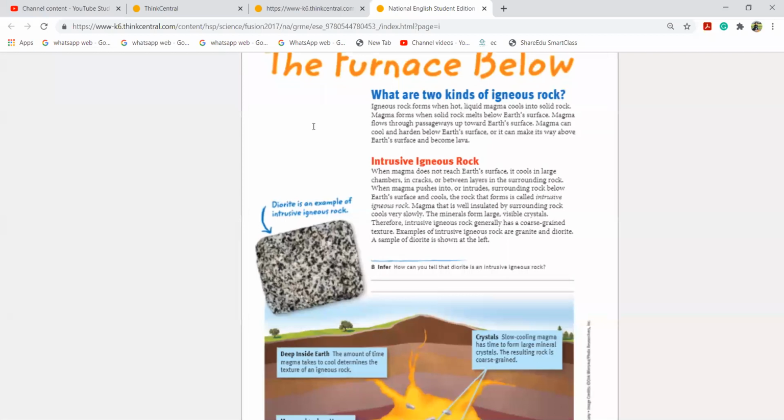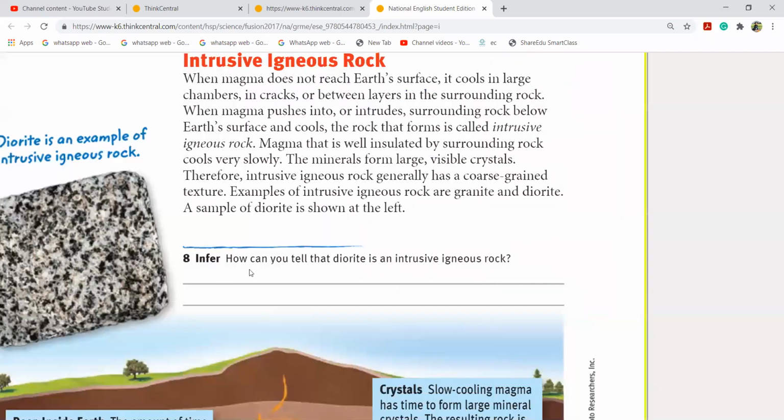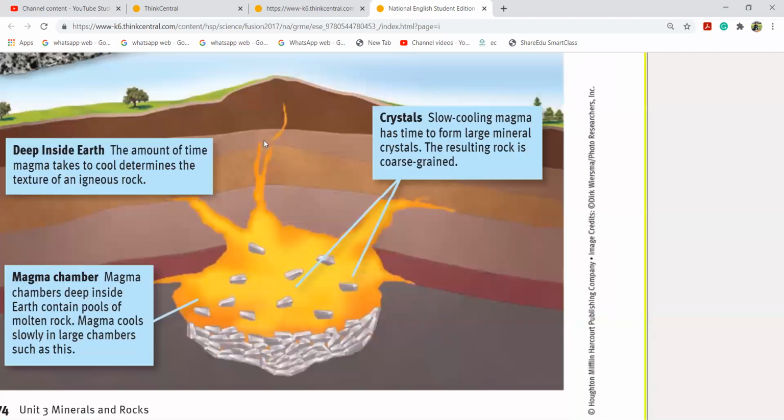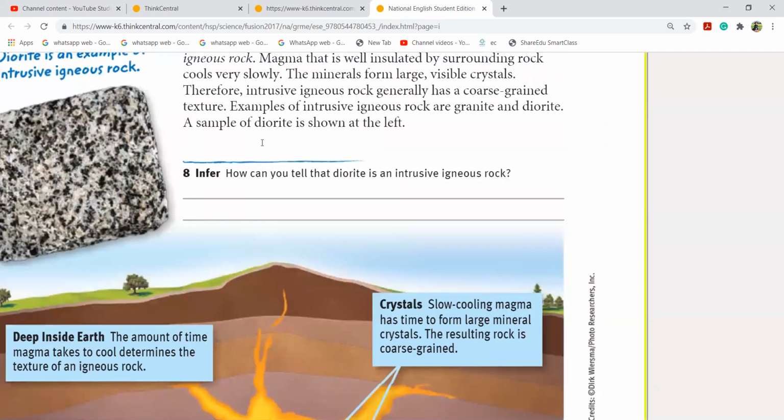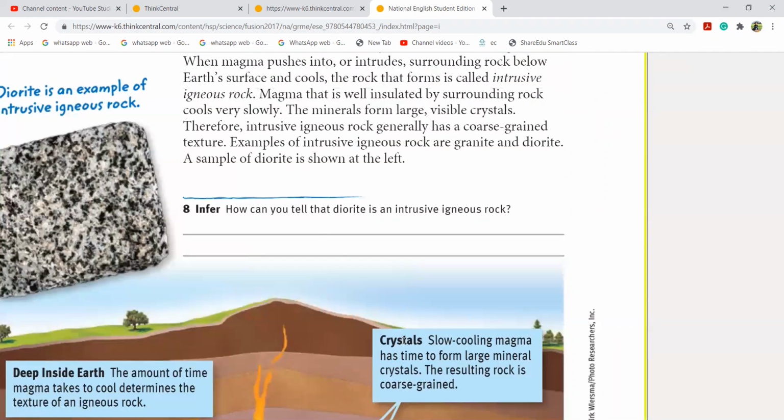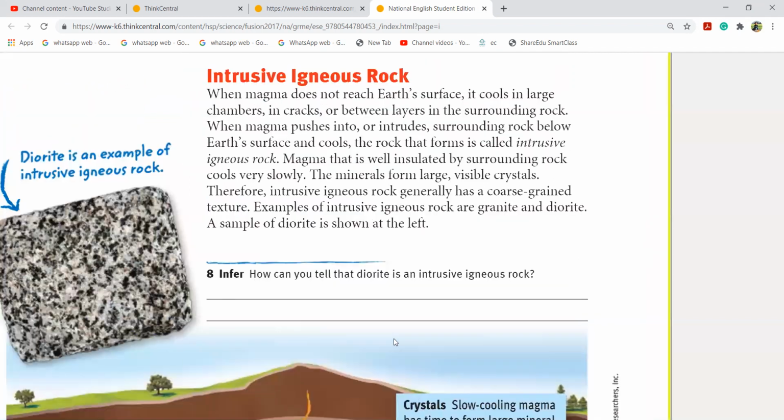And coming to intrusive, what is the difference? Intrusive is deep inside the earth when the magma cools. When the lava cools, it is extrusive. In intrusive rocks, large crystals form inside. The minerals form large visible crystals. Therefore, intrusive rock generally has a coarse grain structure. Remember this, girls: intrusive rocks have coarse grain structure. They are mainly large crystals when it cools inside.